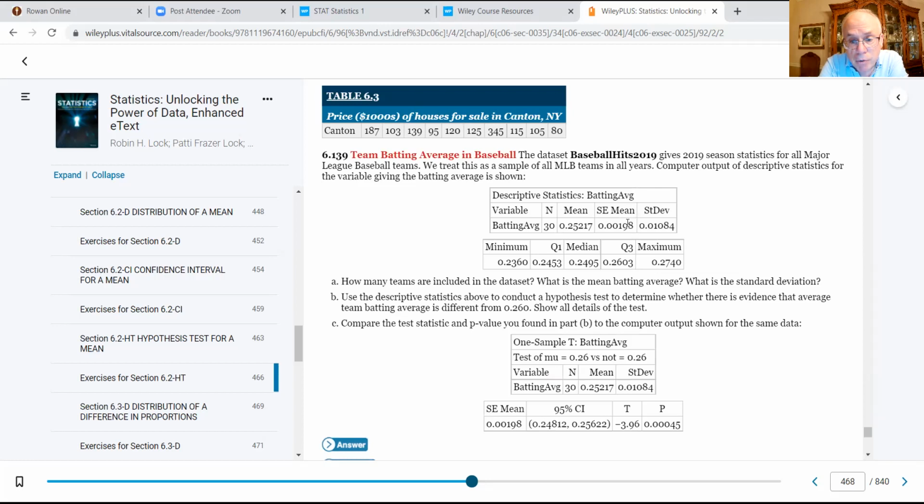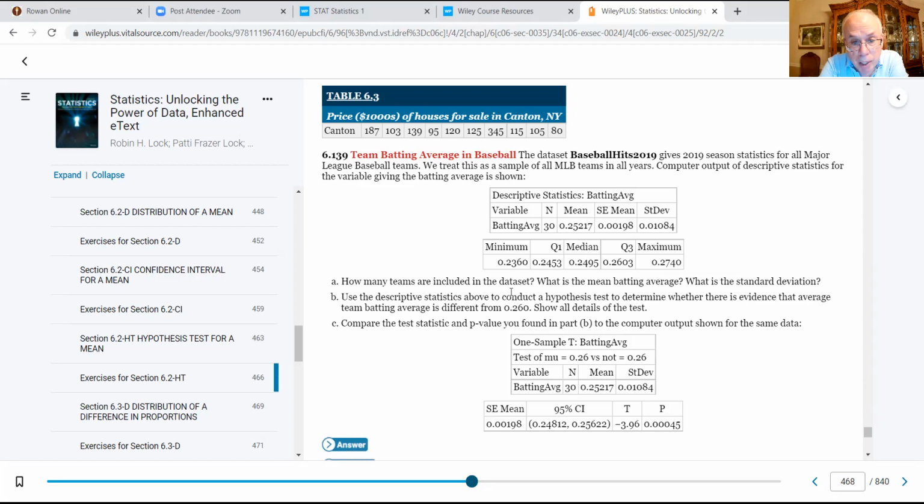We're not going to use that standard error of the mean. We're going to use the standard deviation. That's the sample standard deviation. So be careful here. Don't use the standard error of the mean. Use the standard deviation here, this last number, as your sample standard deviation. So the mean is 0.25217. Standard deviation is 0.01084. Sample size is 30.